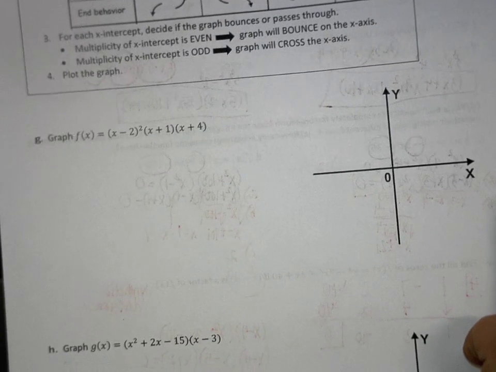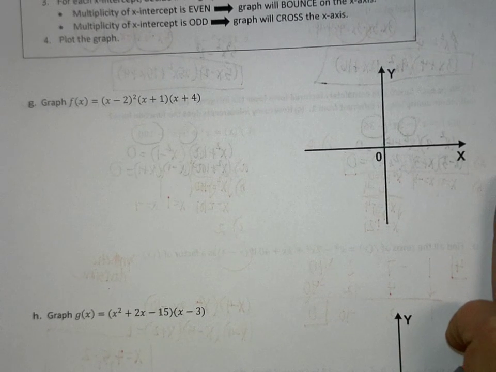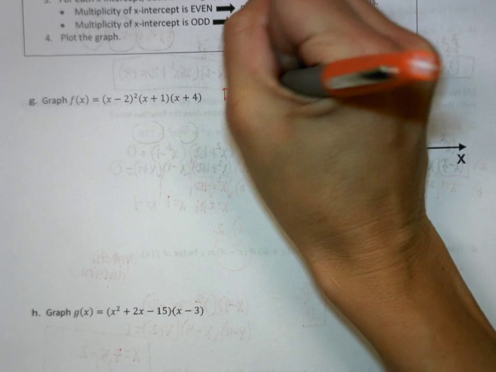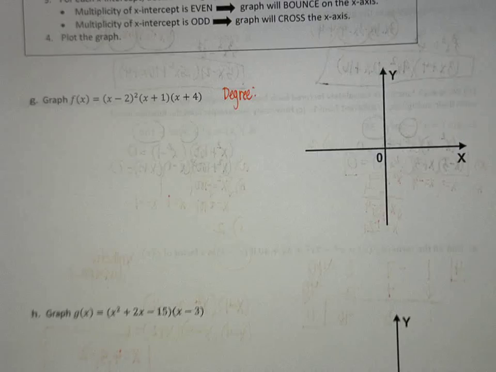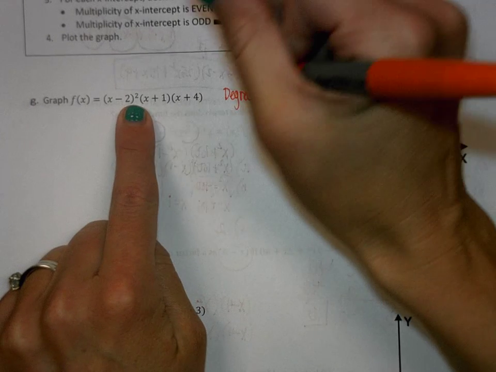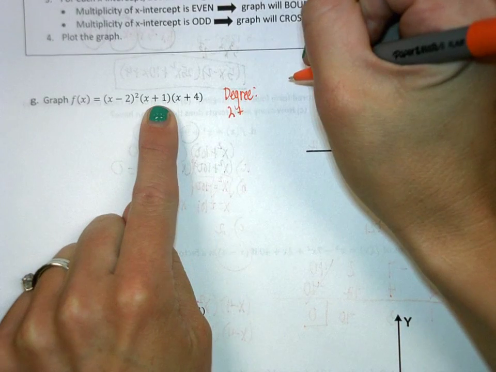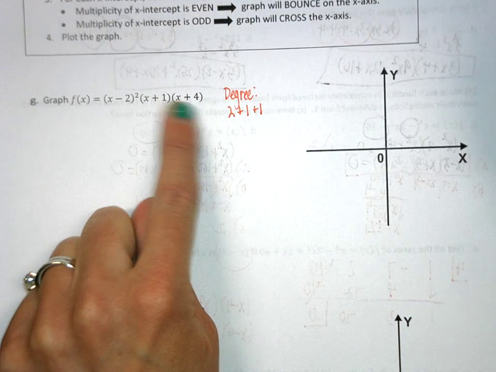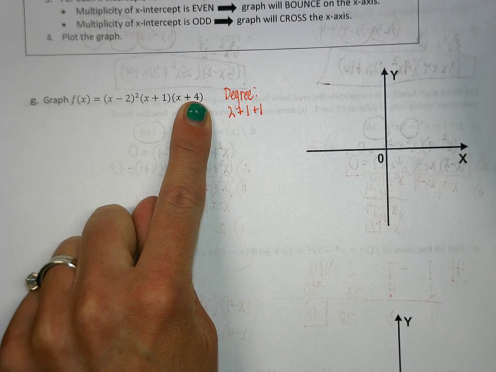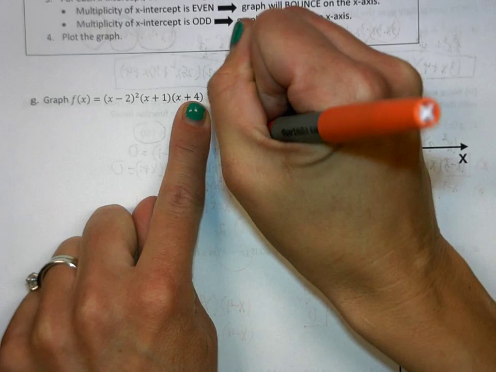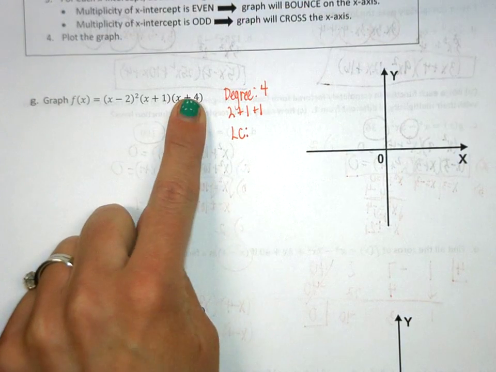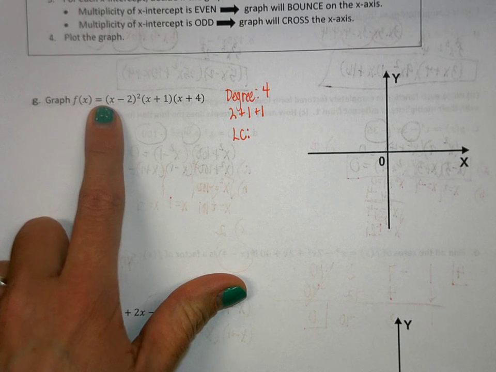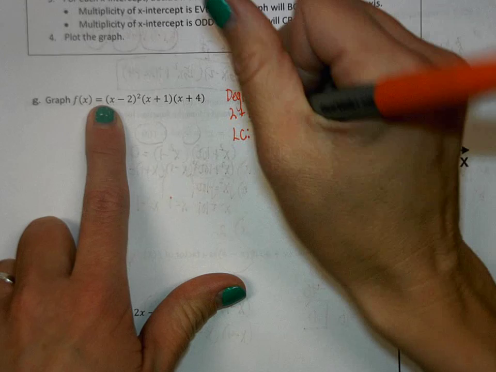Okay, so when we're graphing, there's a couple things that you want to start with first in the problem, and that is your degree. Your degree is dealing with how many exponents you have. This is an exponent of 2. This one has an exponent of 1, and this has an exponent of 1. So therefore, my degree would be 4. Okay, you also need to know what your leading coefficient is, if it's positive or negative. In this case, if you notice, there's nothing here in front, which means my leading coefficient would be positive.